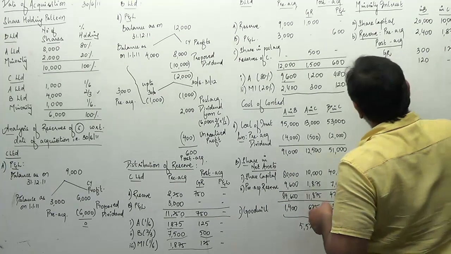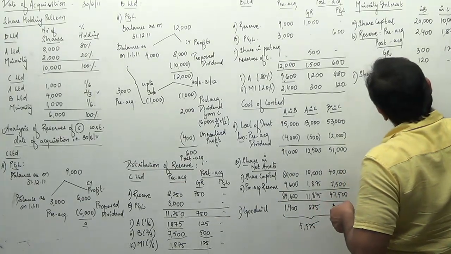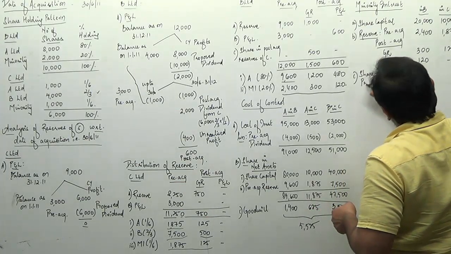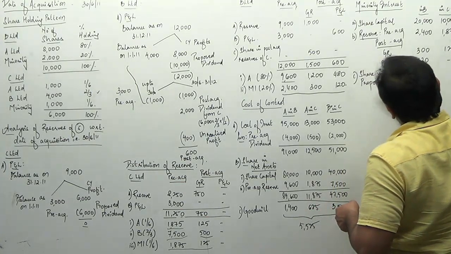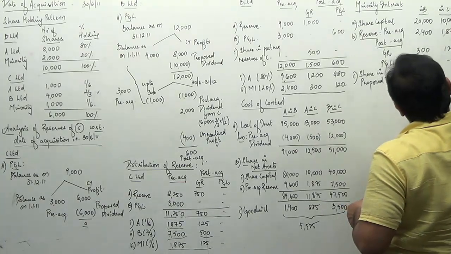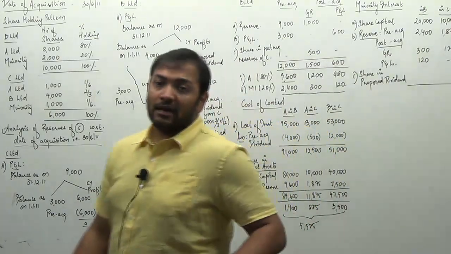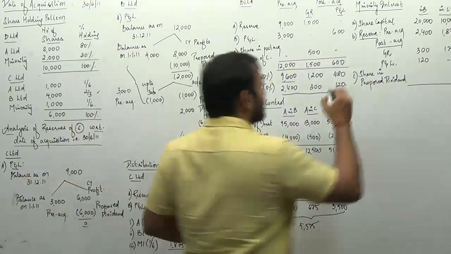Do not forget their share in dividend. Their share in proposed dividend, we have to add it. It is unpaid. It is just proposed now. That is also their share of net assets. Add that. Do not forget this adjustment.